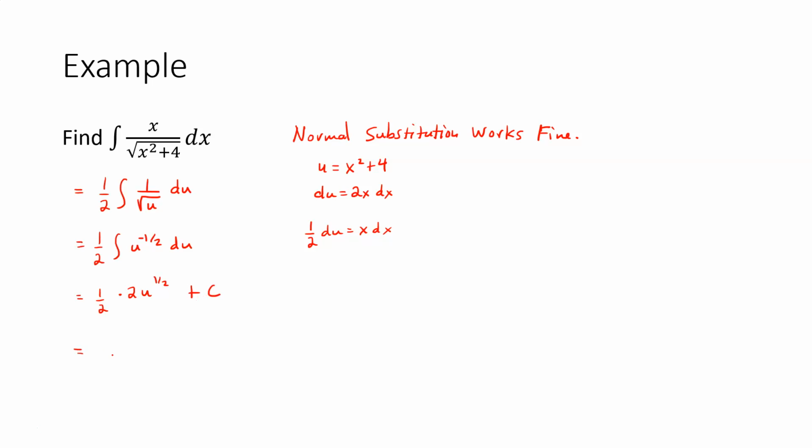And so this will just be the square root of u, and the u was x squared plus 4. Okay. So notice here this was much simpler than having to use a trig sub. We didn't need to in this case.